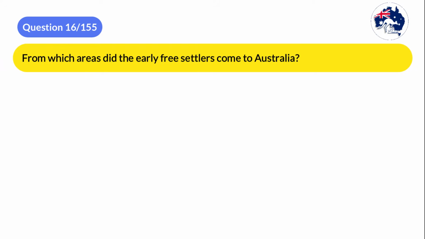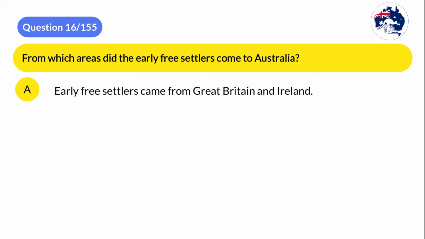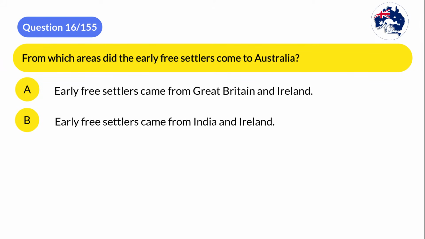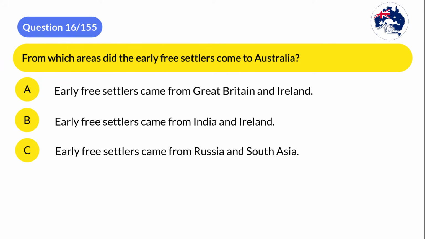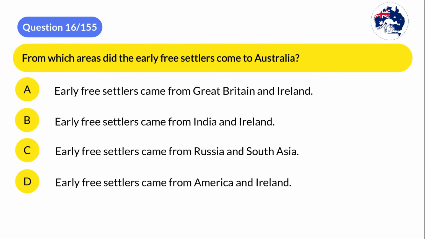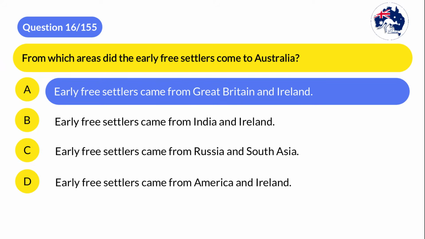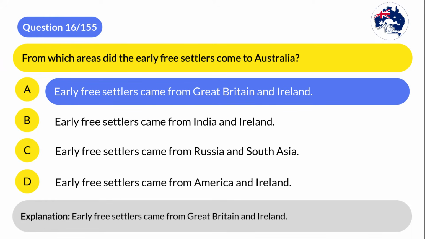Question 16. From which areas did the early free settlers come to Australia? A. Early free settlers came from Great Britain and Ireland. B. Early free settlers came from India and Ireland. C. Early free settlers came from Russia and South Asia. D. Early free settlers came from America and Ireland. The correct answer is A. Early free settlers came from Great Britain and Ireland. Explanation: Early free settlers came from Great Britain and Ireland.